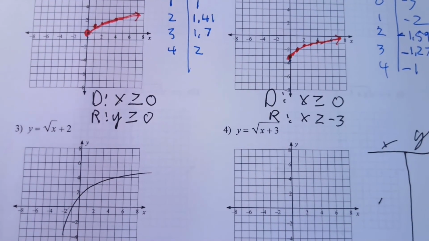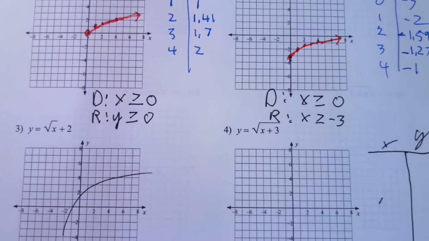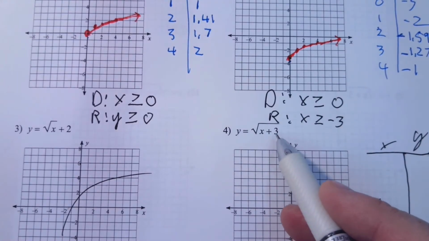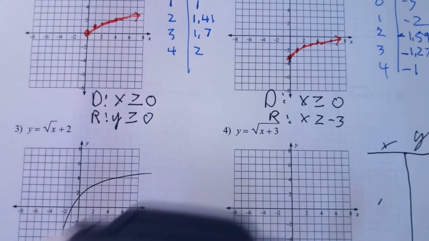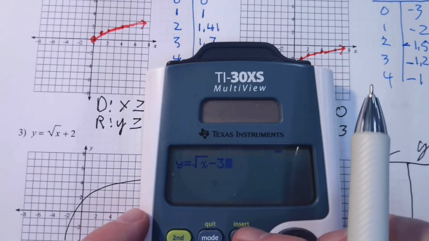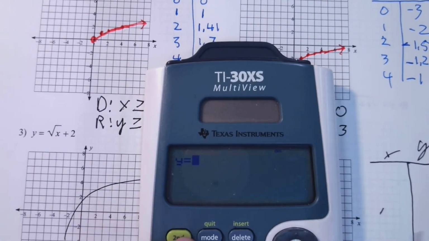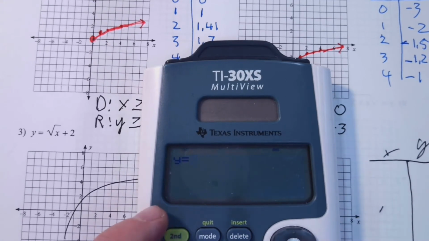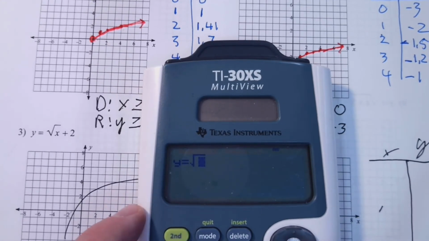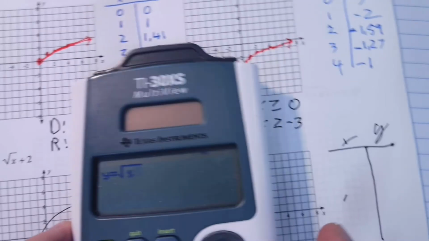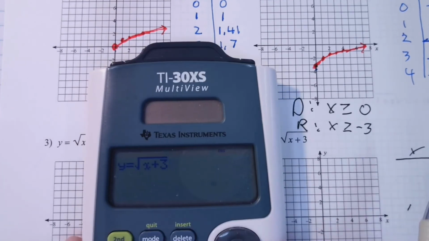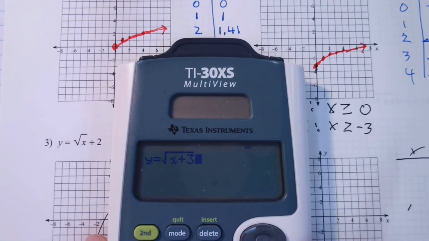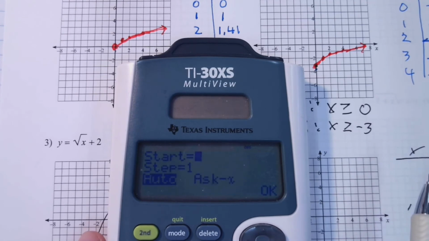This is going to be a little different because this 3 is inside the square root, right? So make sure when you do this, you leave it inside the square root. So x plus 3. All right, that should look right. Inside the square root. It's going to give me some numbers.